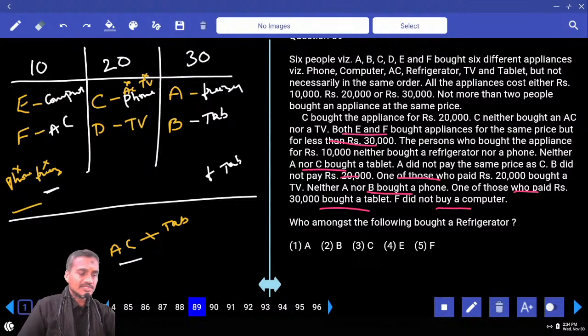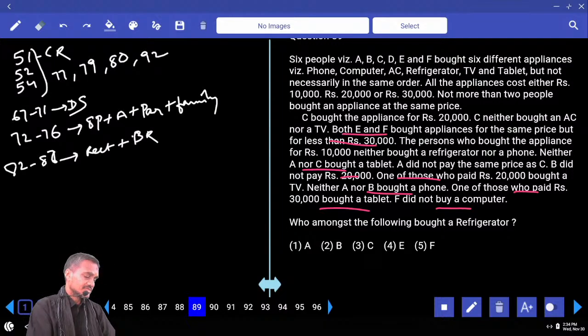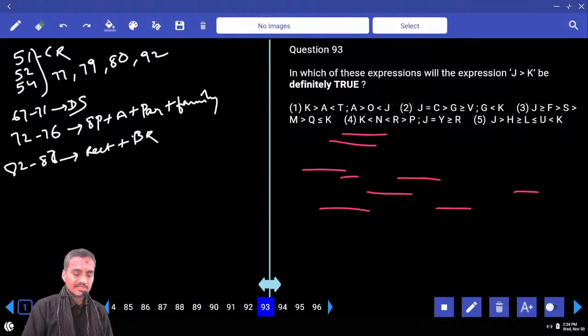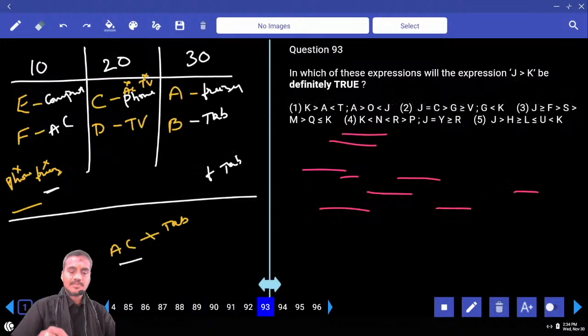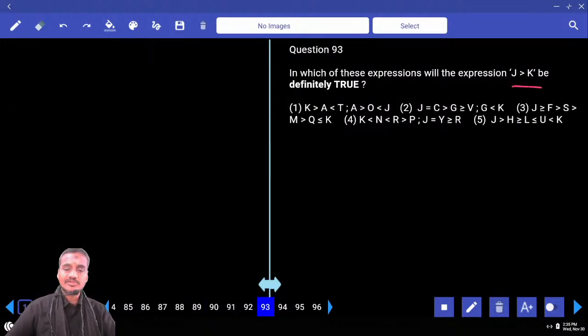Then coming to this 92 it comes under which category here? 92 కూడా CR ఏనా? Yes, wrongly drawn. And 93. Now in this 93, yes, tell me what is your answer for this 93? Which of the following expressions will be J greater than K? Definitely true అన్నారు. మా J greater than K ఎందులో ట్రూ అవుతుంది చెప్పండి?